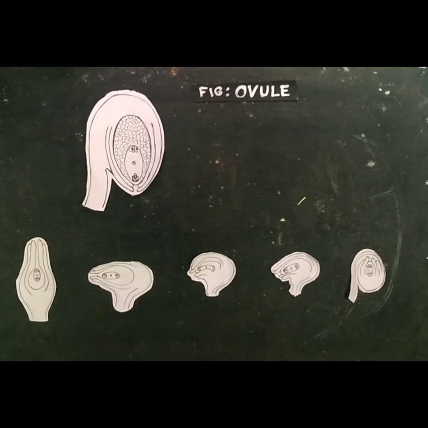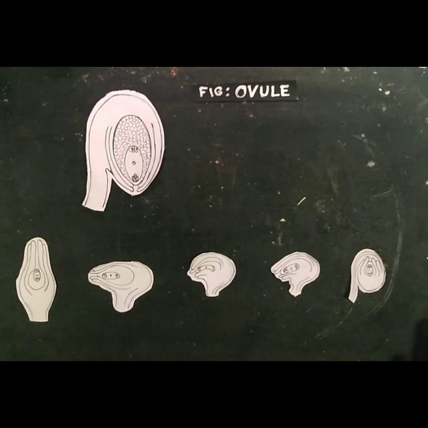Next we have the hemianatropous ovule. Here the ovule turns at 90 degrees upon the funicle, or the body of the ovule is at right angle to the funicle. We can see here the micropyle and the chalaza, that is the body of the ovule, is at right angle to the funicle. This type is found in families like Ranunculaceae.